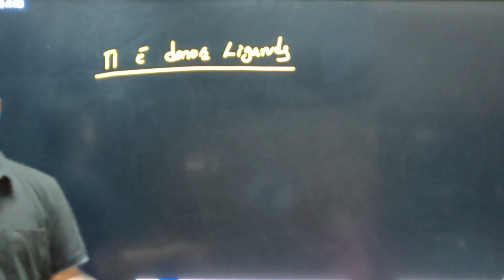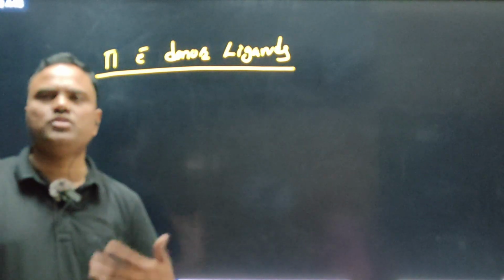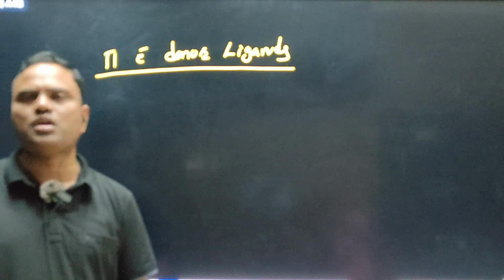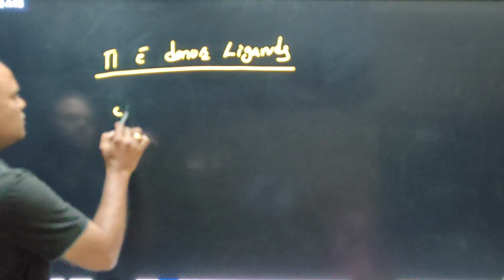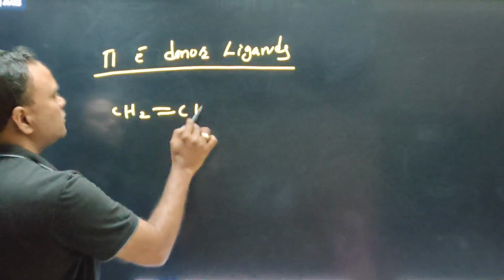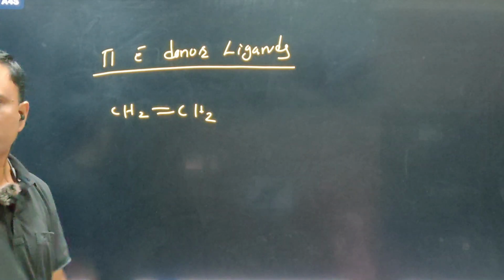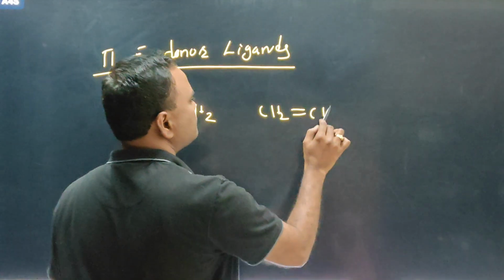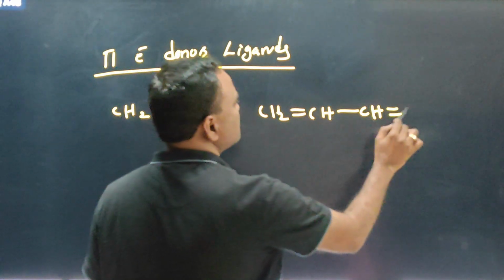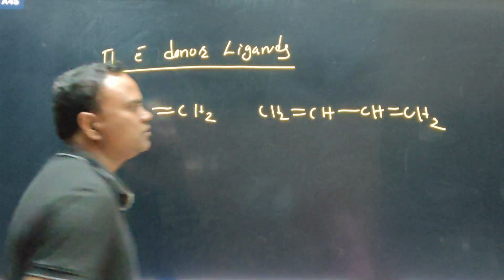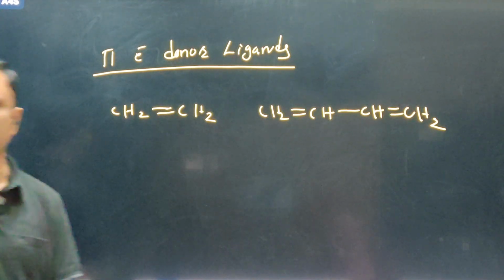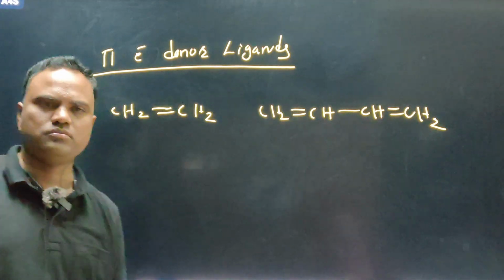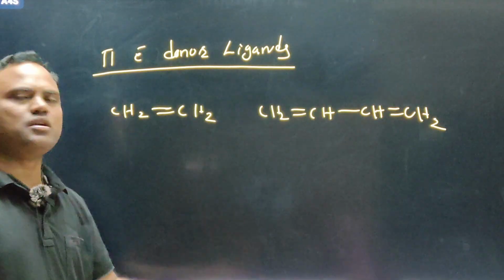Molecules which give their pi electrons are called pi electron donor ligands. For example, see ethylene. Ethylene gives its pi electrons. What is its IUPAC name? 1,3-butadiene. It also gives its pi electrons. Pi electron donors are called pi electron donor ligands.